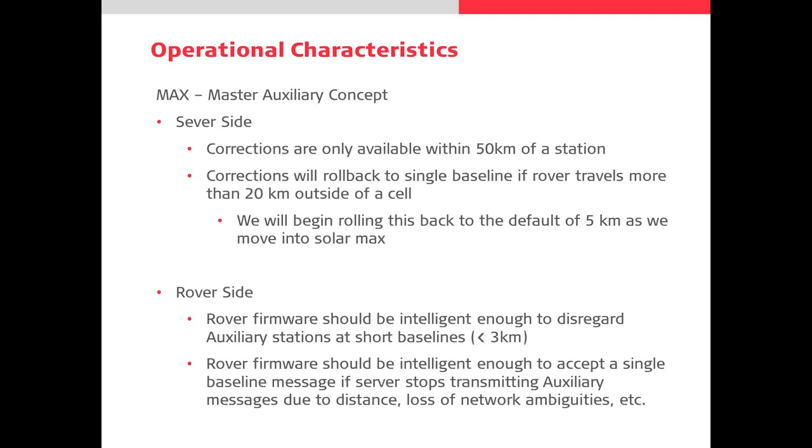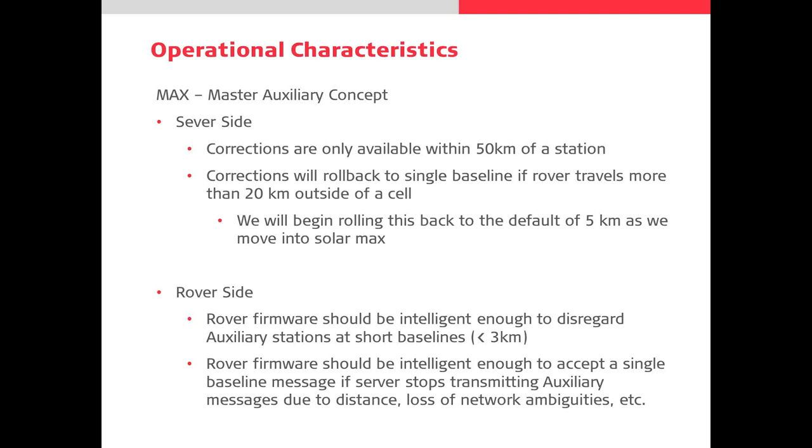SmartNet, we only broadcast corrections if you're within 50 kilometers of a station on a max correction. So if you are more than 50 kilometers away from a station, we will not broadcast you a max correction. The corrections will roll back to single baseline if your rover travels more than 20 kilometers outside of a cell. So if you were to take your cell, your 5 to 8 stations, you were to draw a border fence around it and then buffer that by 20K. If you get outside of that, then the corrections actually roll back to a single baseline.